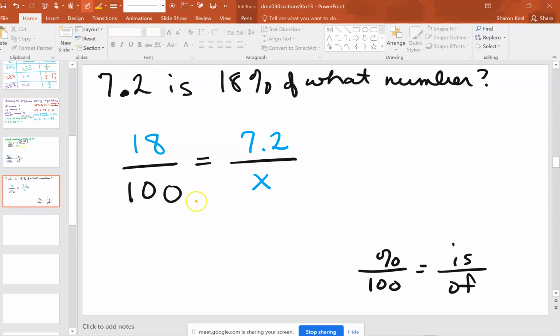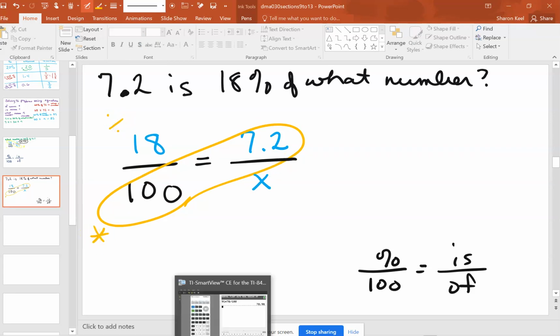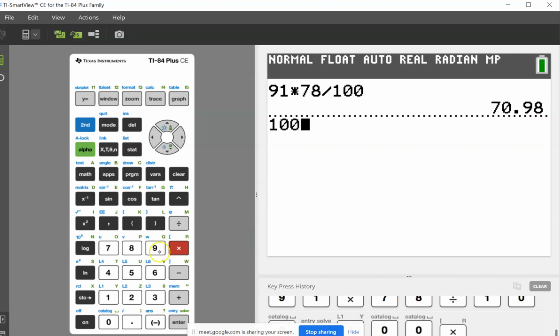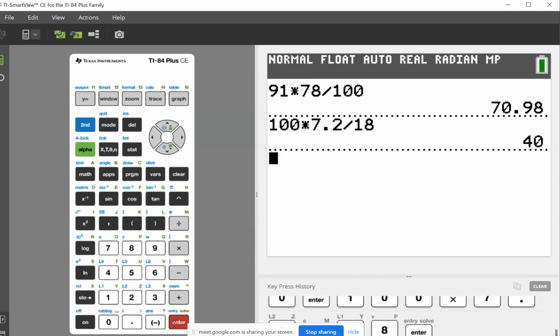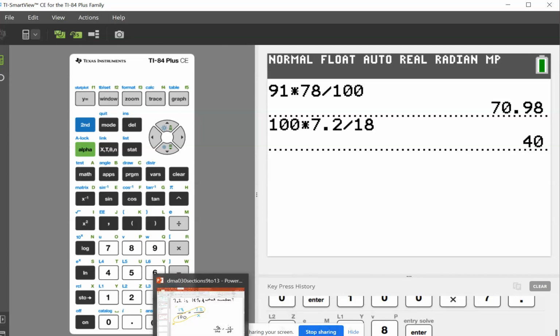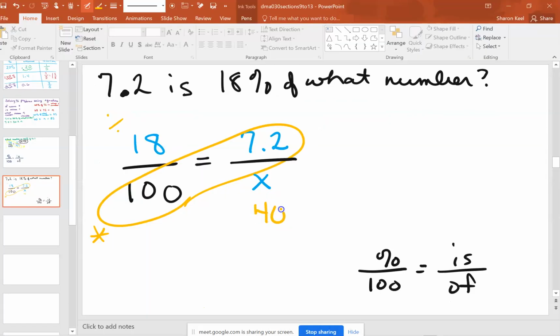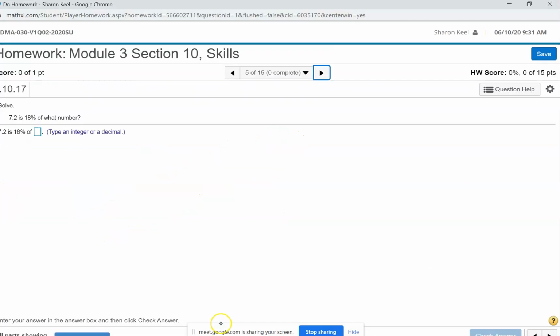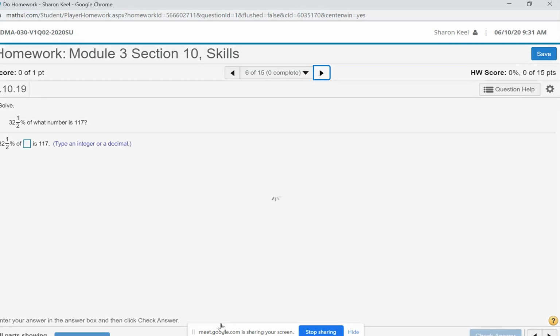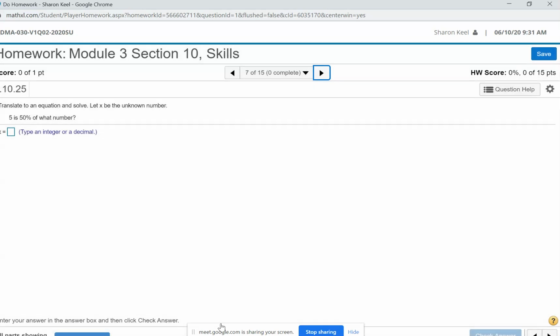So for this one, what I'm going to multiply are going to be 100 times 7.2 and then divide by 18. So that would give me 40 as my solution. Okay, let's do one more where we're solving for a percent. Let me find one that has a percent.